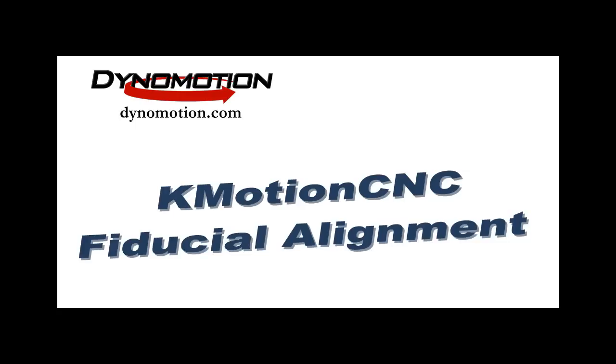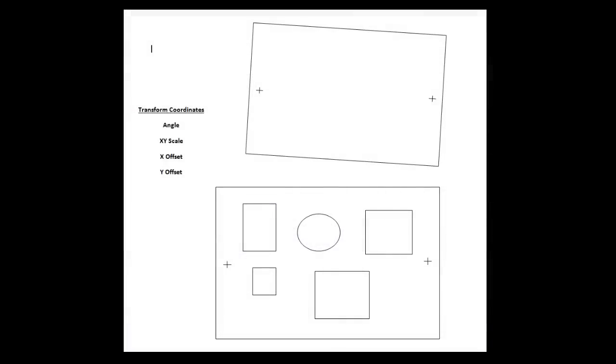This video shows KMotionCNC's fiducial alignment and geometric transformation capability. Certain applications require a theoretical CAD-defined motion pattern to be performed on a somewhat misplaced substrate. Fiducial marks on the substrate corresponding to known positions in the CAD pattern can be measured to determine a transformation that will properly map the CAD position onto the substrate. Two fiducials can provide angle of rotation, XY scale, and XY offsets.